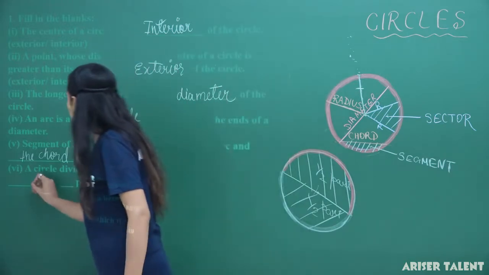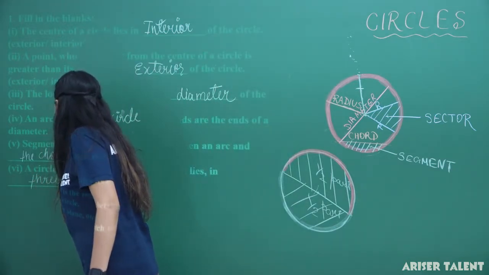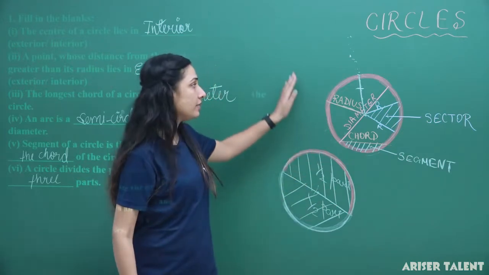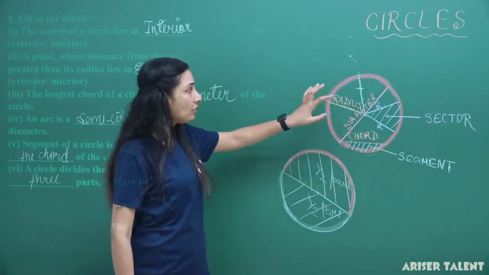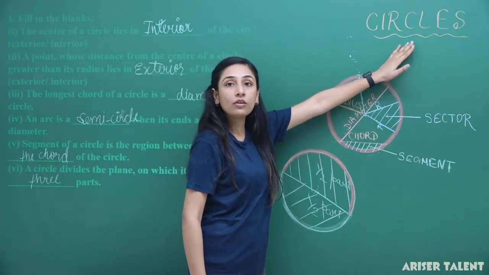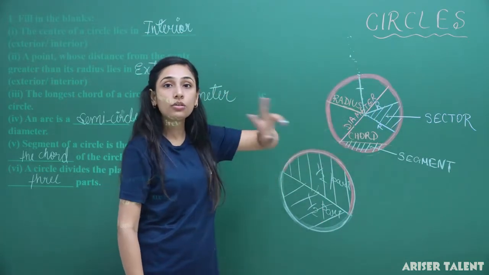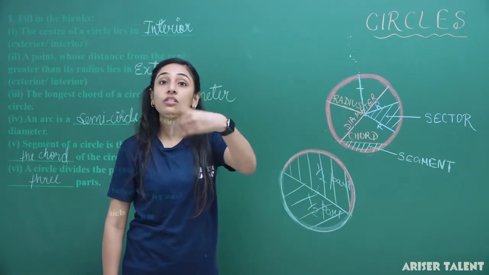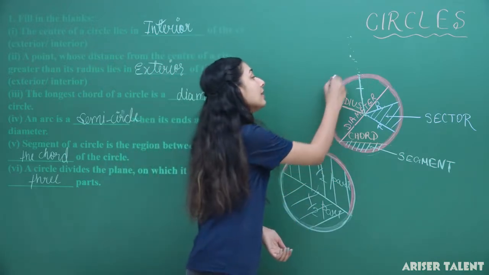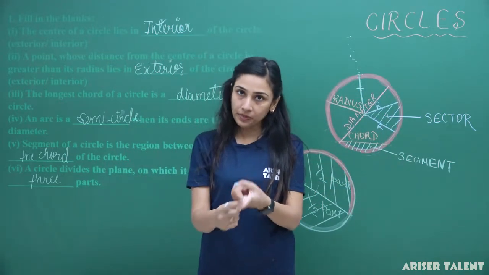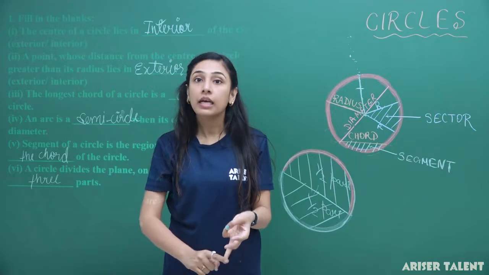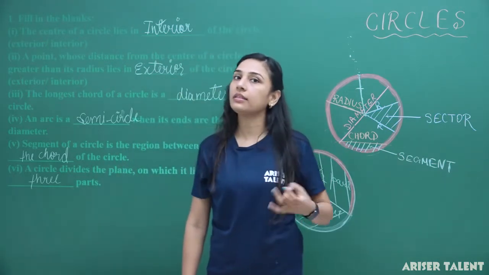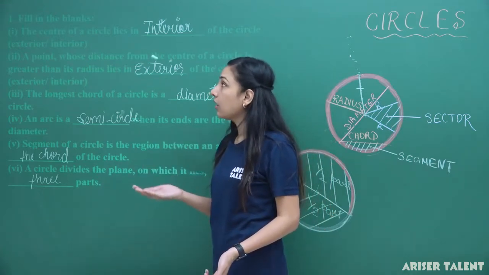Now, a circle divides the plane on which it lies into how many parts? Students, for your knowledge, it is 3 parts. If this is the plane, this is the exterior of the circle and this is the interior of the circle. So, 2 parts are the exterior and interior of the circle, and the third, remaining part is the circle itself. So, the circle divides the plane into 3 parts: interior, exterior and the circle.